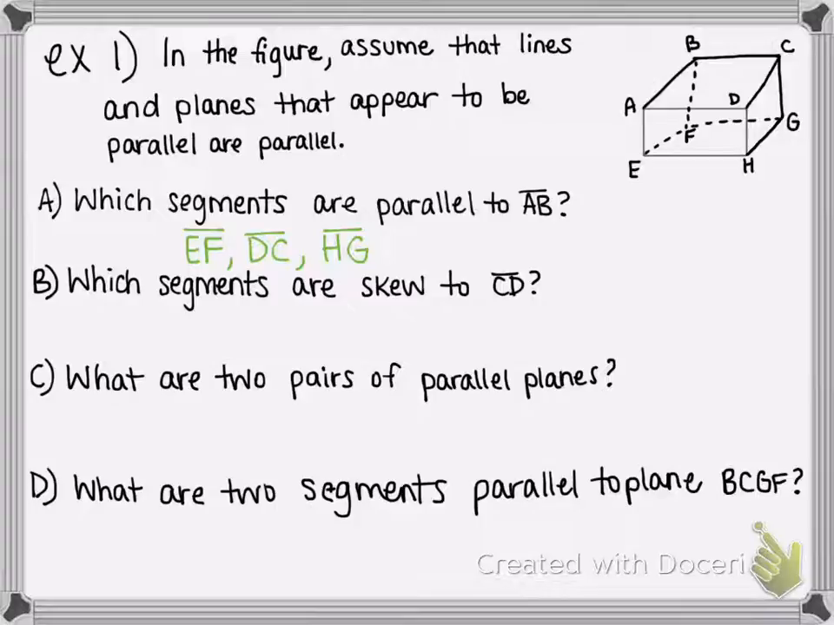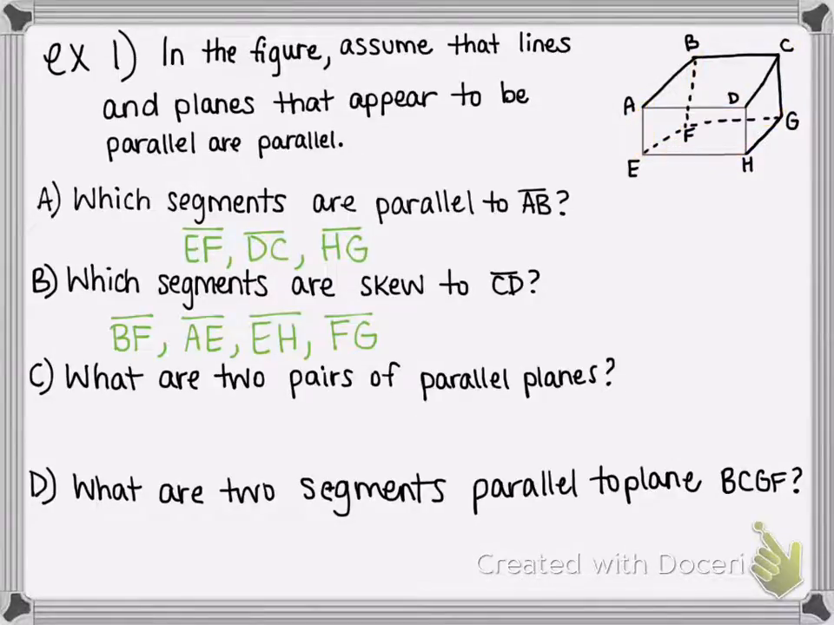Which segments are skew to CD? That means they're not in the same plane, so they never intersect. Here's CD. We could have BF over here. On different planes, it's not going to touch. We could also have AE, EH, and FG. Notice none of those are on the same plane as CD, so they'll never touch.